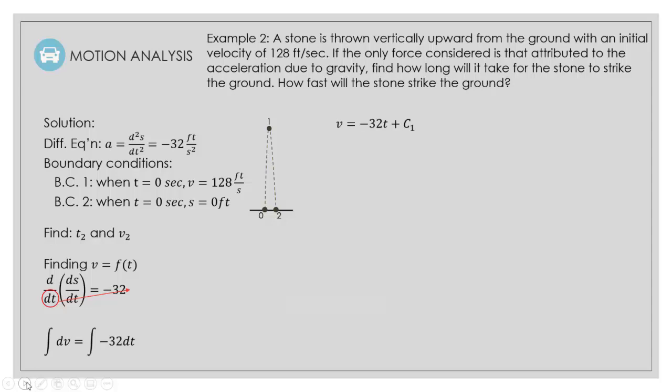After integration, we will arrive at this form of the equation for velocity. Notice that when we apply the first boundary condition, we will be able to find the value of c sub 1 and determine the function of time corresponding to the instantaneous velocity of the stone. Now, before we proceed, notice that the formula for velocity that we have just derived is just the same as one of the three equations of motion that you have been using in physics.